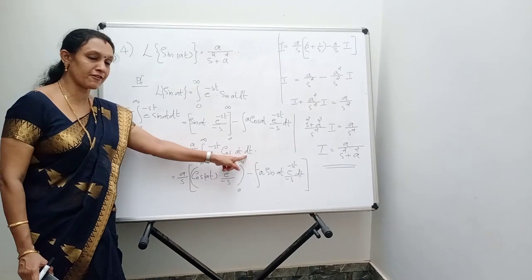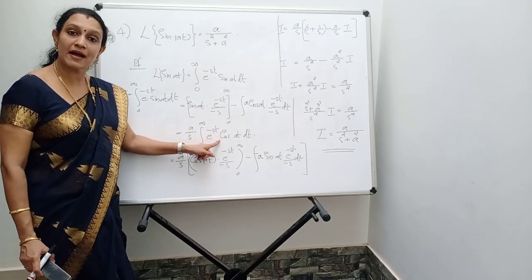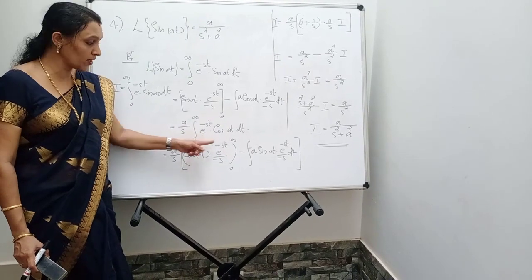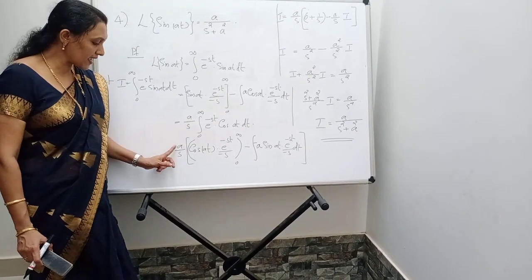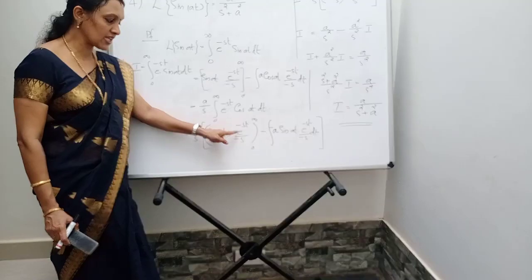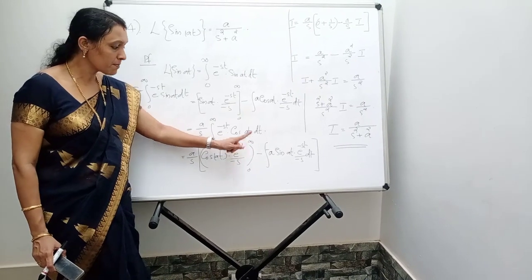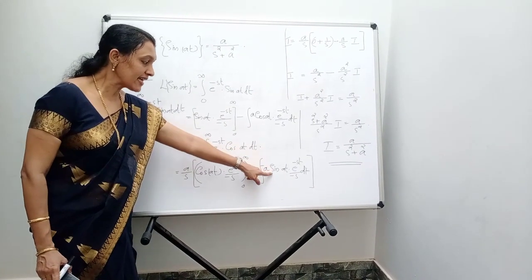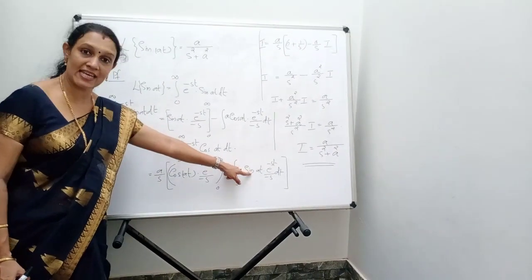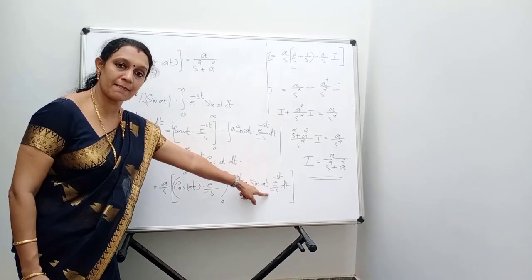Now we are integrating this function, and again this can be done by integration by parts. You can take cos at as the first function and exponential as the second function. Do integration by parts again. So a by s into the first function cos at into the integral of the second function e raised to minus st by minus s with limits 0 to infinity, minus the derivative of the first function cos at, whose derivative is minus a sin at. So minus, minus a sin at into the integral of the second, e raised to minus st by minus s.